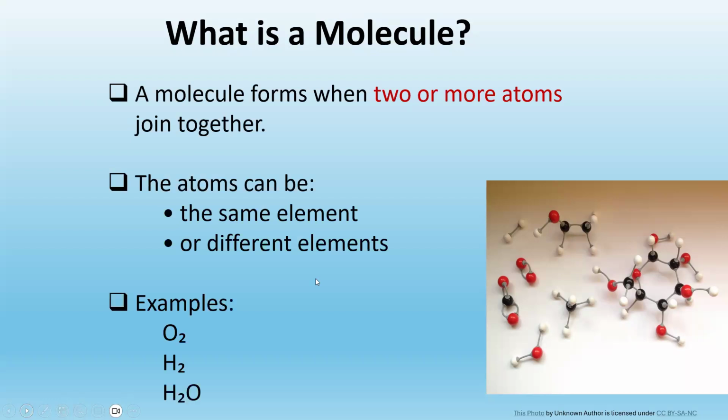For example, O2 is a molecule made of two oxygen atoms. H2 is a molecule made of two hydrogen atoms. And H2O is a molecule made of two hydrogen atoms and one oxygen atom.